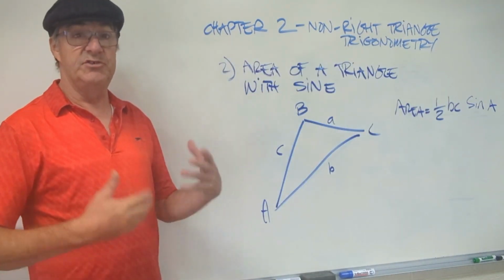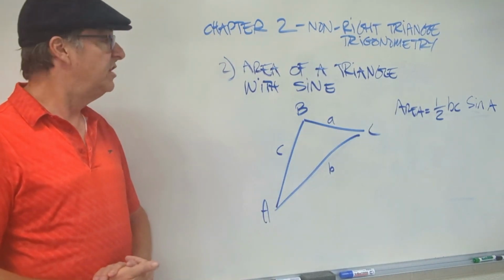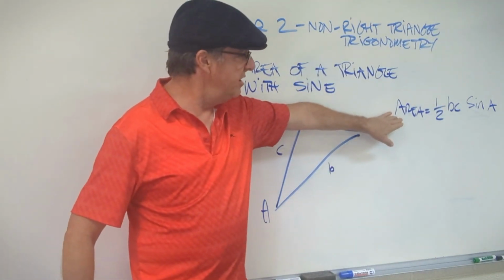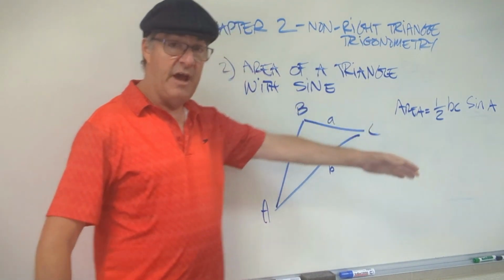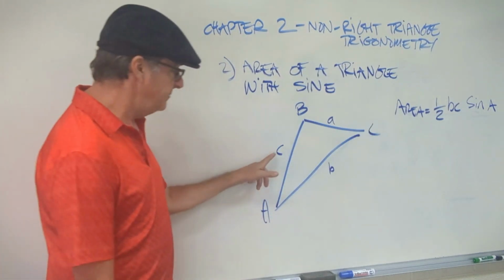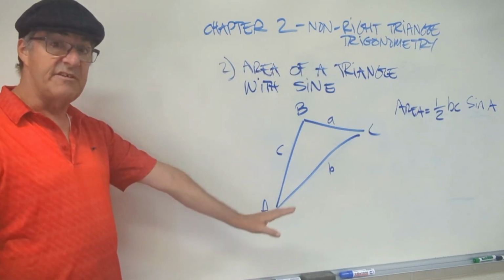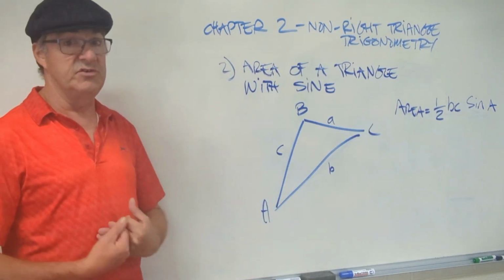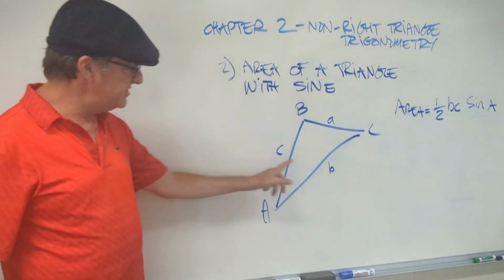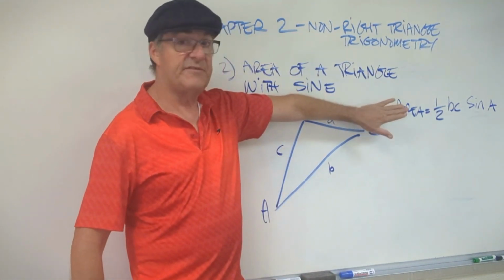In addition to using the cosine rule and the sine rule to find sides and angles in non-right triangles, we use the area of a triangle with sine formula, which I've reproduced here. That's area equals 1/2 bc sine A. And coming back to our diagram again, the area of this triangle is 1/2 times that side times that side times the sine of the included angle. Now that's very similar to the requirements we need to use the cosine rule. So remember that. So basically, I can give you these two sides and the angle between them, and you can calculate the area of that triangle with this formula.